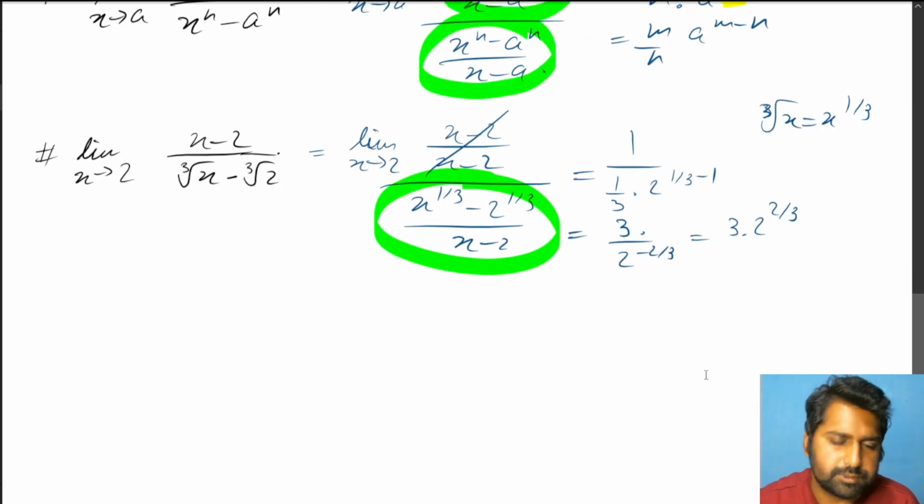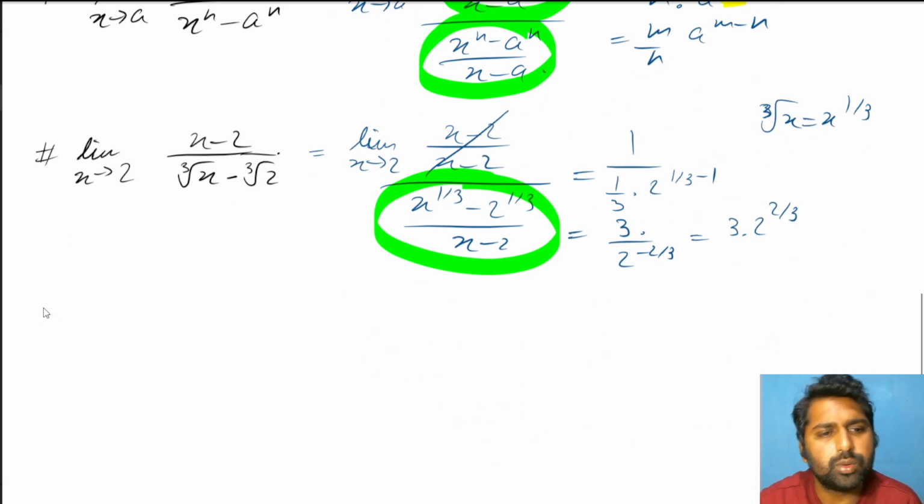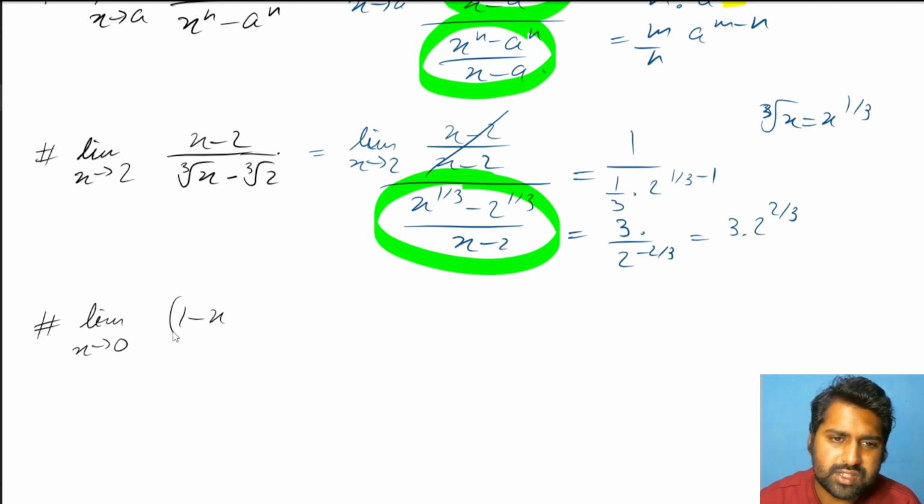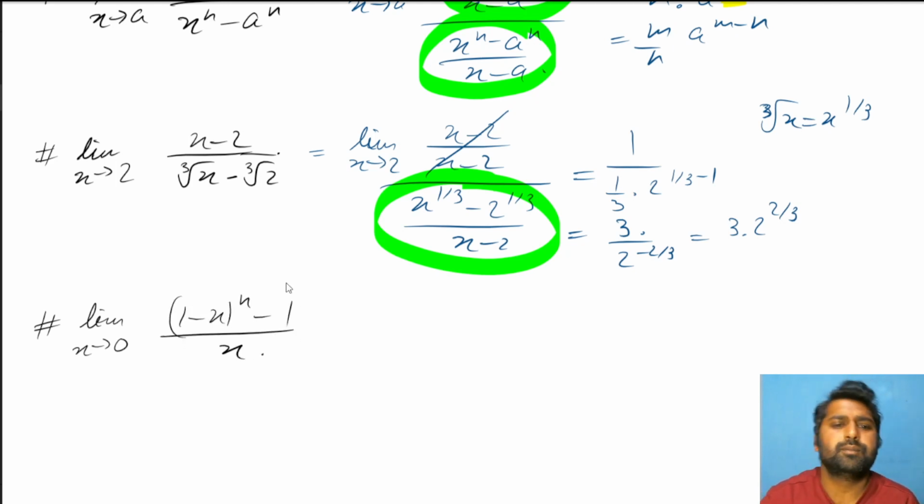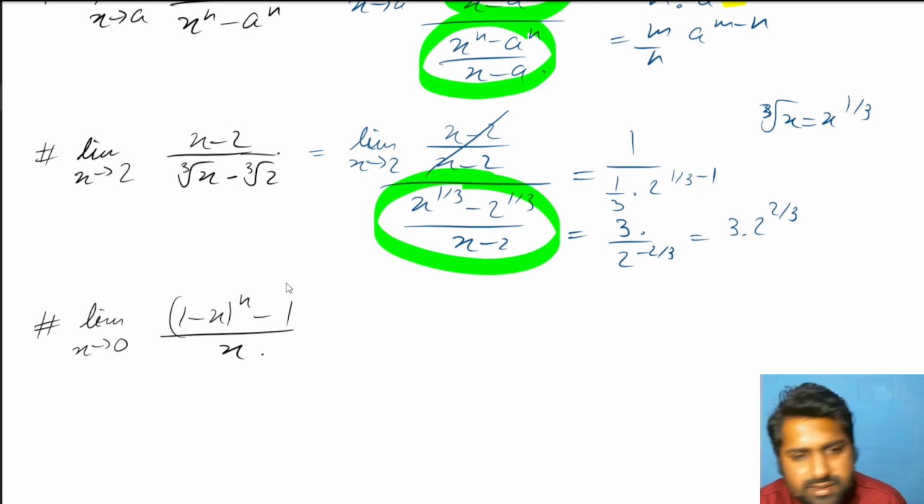Now one variation. So far we just learned how to apply the standard limit. Now look at the variation. Limit x tends to 0, (1 minus x) raised to power n minus 1 upon x. If you see this, first of all, it's not even looking like a standard limit, because the expression has x raised to power n minus a raised to power n upon x minus a. In the denominator, there is no such thing as x minus a. Okay.